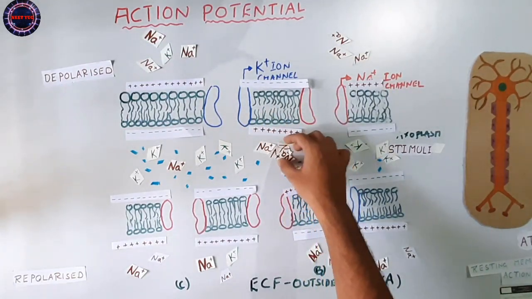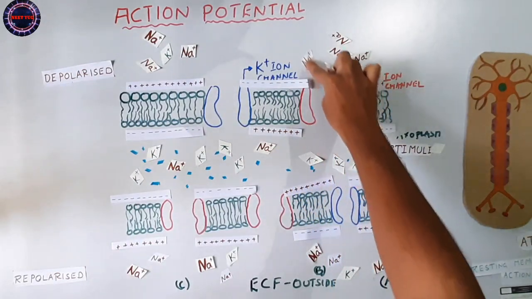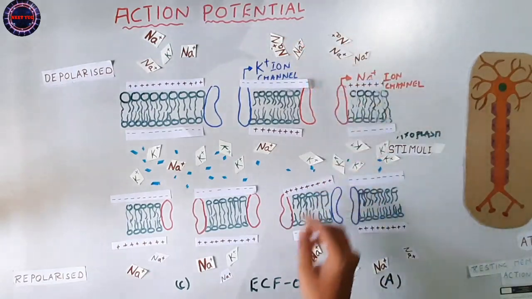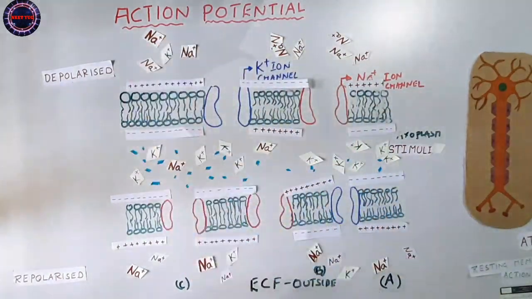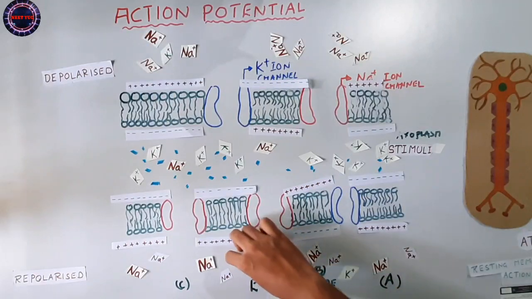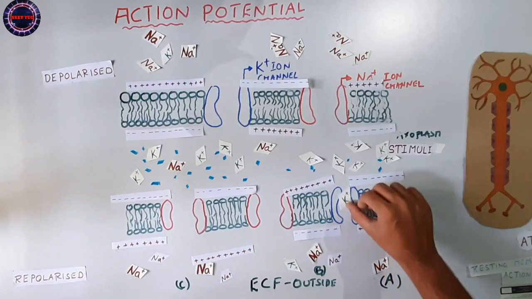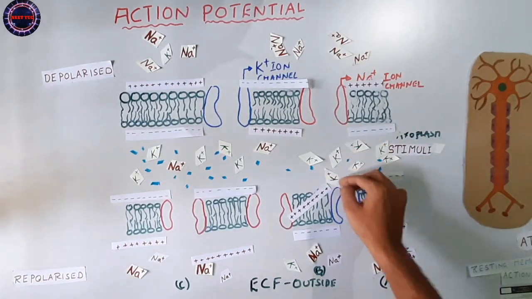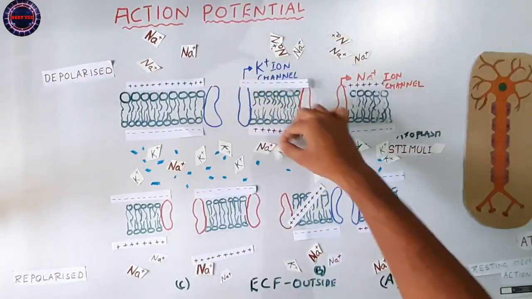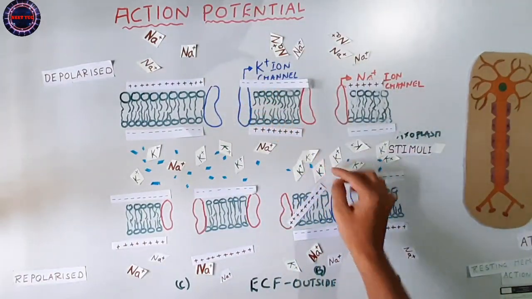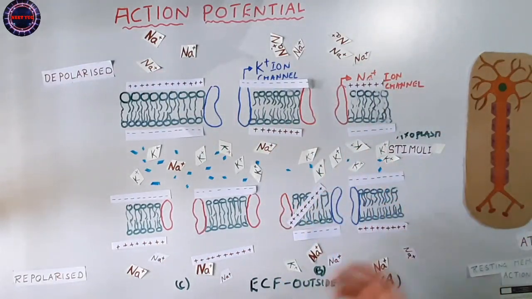Here, what you expect is that 3 sodium ions are again transported outside, that is, efflux of the sodium ions. For 3 sodium ions going out, we have to get back 2 potassium ions. Through this, because they are selectively permeable. Got it? So this is how it works. This is repolarization. Hope you understood this concept.